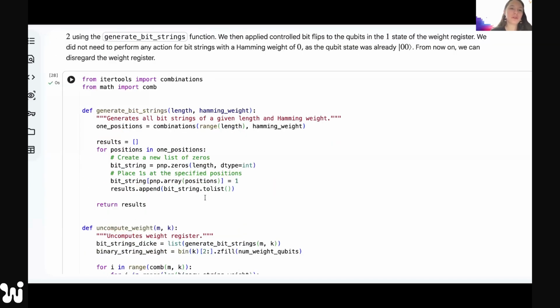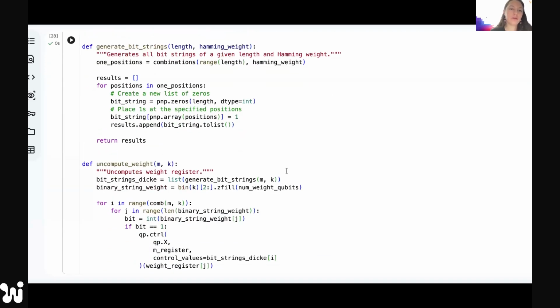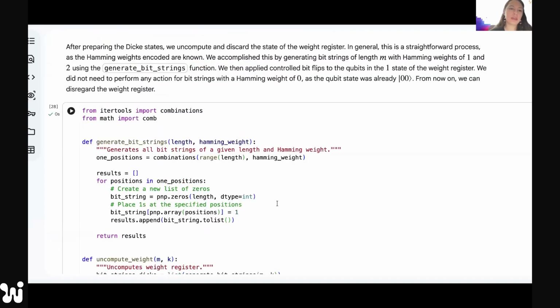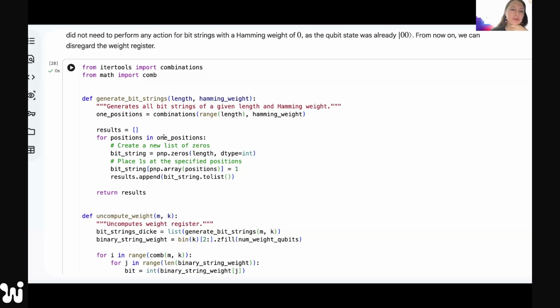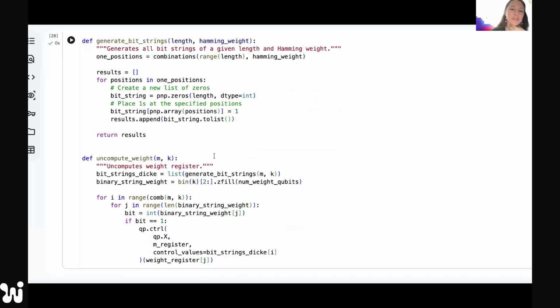Now we can do the weight register. For the weight register, we're going to generate some bit strings, and we're going to uncompute. If you've ever done a Rubik's Cube, you have to move things back and forth. This is the same idea. You're moving things back and forth so that you get the movement of the probabilities in the way that you want.